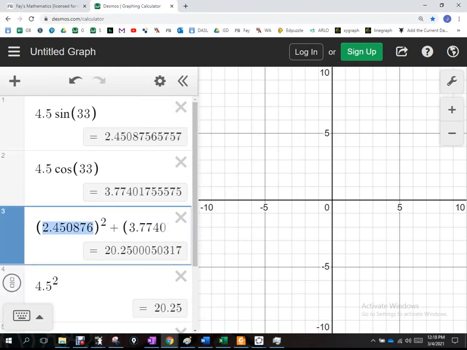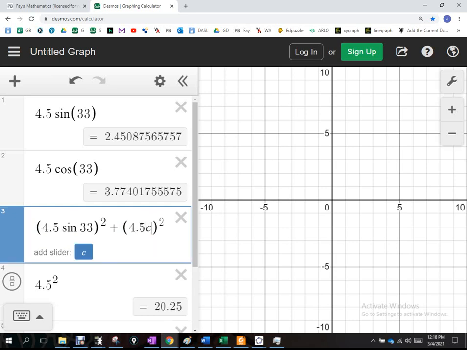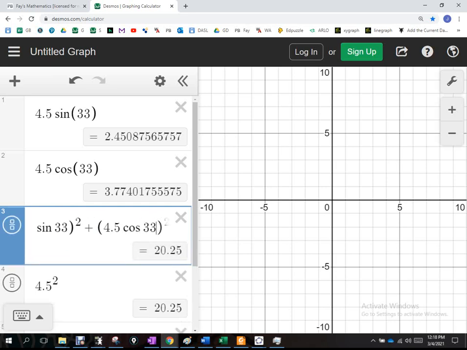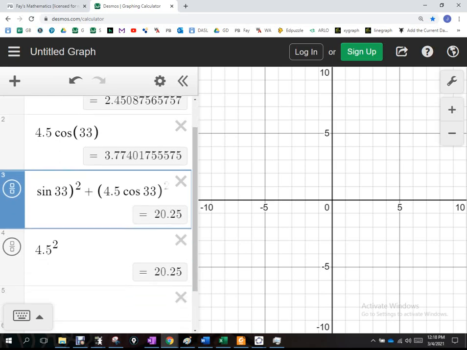Can't I put 4.5 sine of 33 and then here put 4.5 cosine 33? And you see now that that side squared plus this side squared equals the hypotenuse squared. Does that kind of make sense?